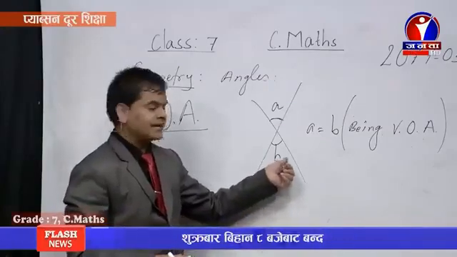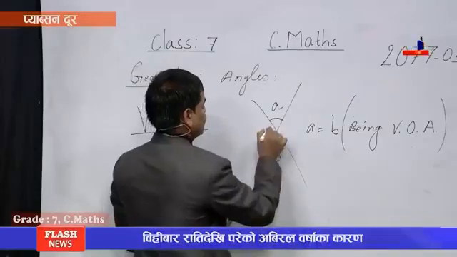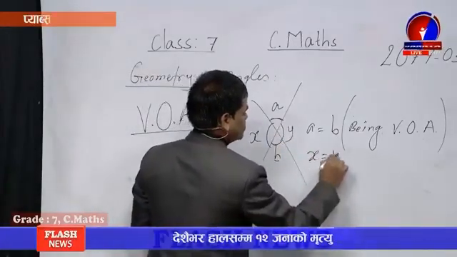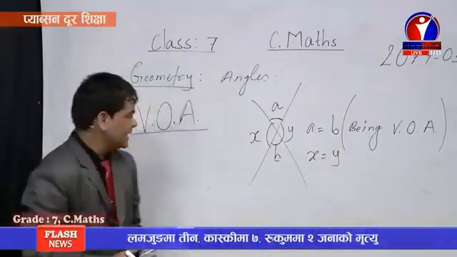And if it is 80 degrees, then this one also becomes 80 degrees. And similarly, vice versa, dear student, if this side is X and this is Y, then X also becomes equal to Y. This is known as the concept of vertically opposite angles.